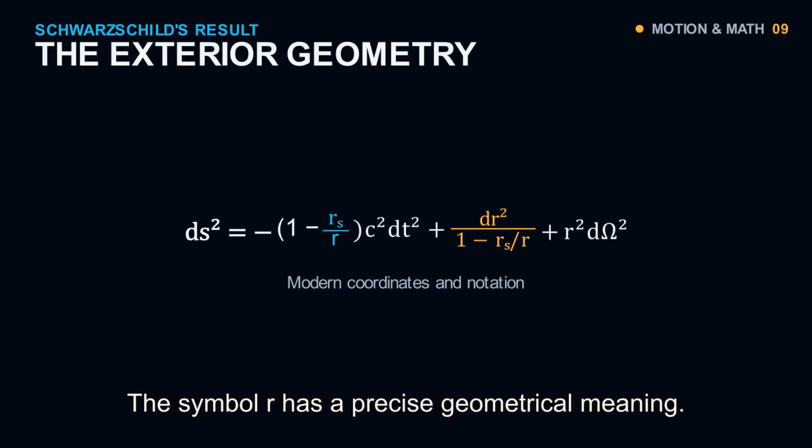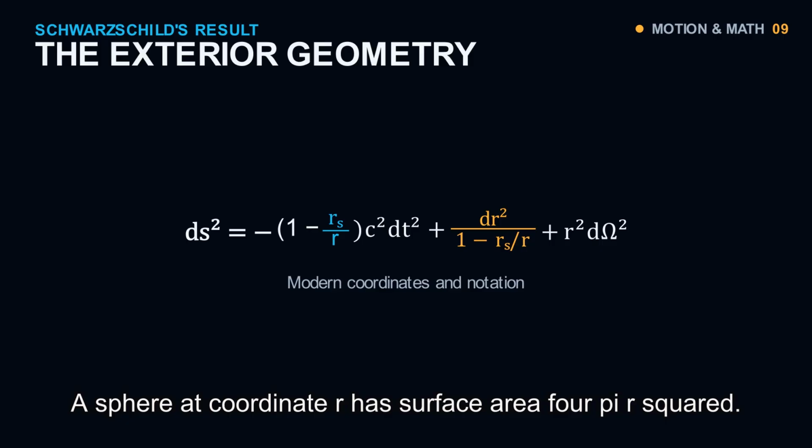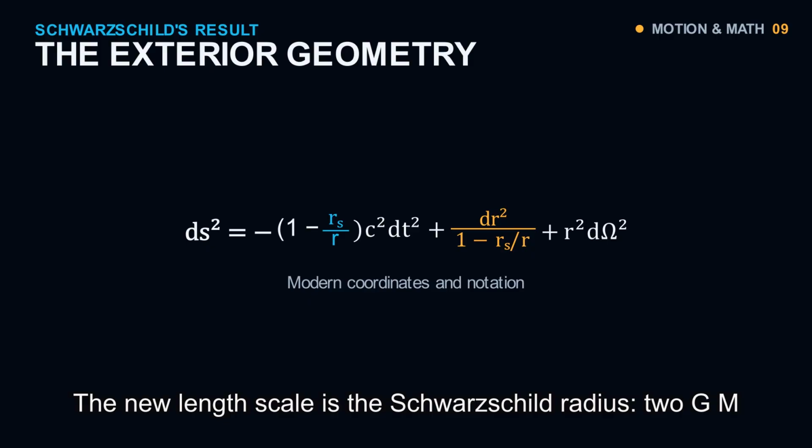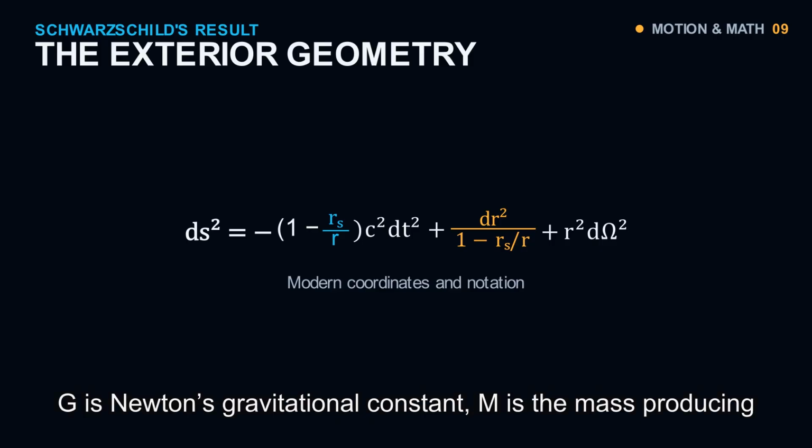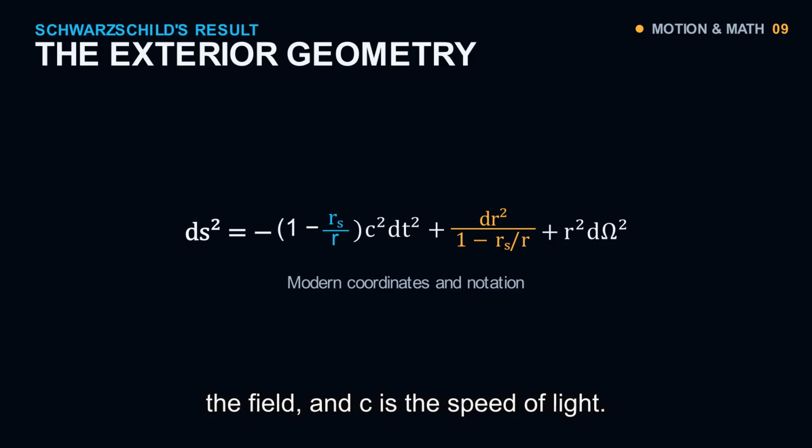The symbol r has a precise geometrical meaning. A sphere of coordinate r has surface area 4 pi r squared. The new length scale is the Schwarzschild radius, 2GM divided by c squared. G is Newton's gravitational constant, M is the mass producing the field, and c is the speed of light.